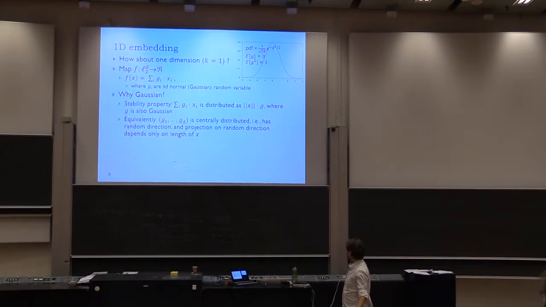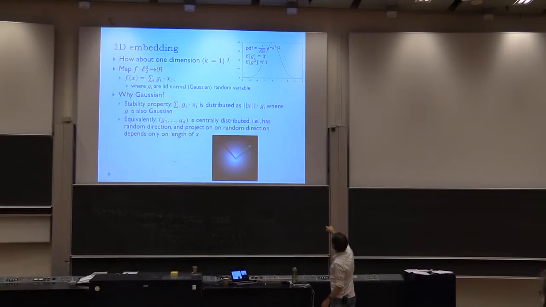Another way to say this, the same thing, it's essentially equivalent, is to say that if we take a d-dimensional vector whose coordinates are g1, g2, up to gd, it's a random vector, then it is centrally distributed. Meaning that if we take a vector which is distributed according to this distribution, then it has a random direction in the d-dimensional space.